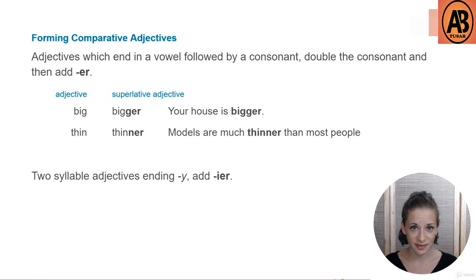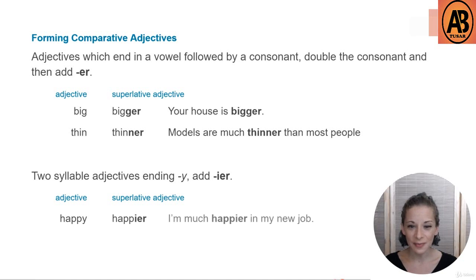Two-syllable adjectives that end in y, minus the y and add ier. So happy becomes happier. I'm much happier in my new job. Easy becomes easier. It was easier than I had expected.